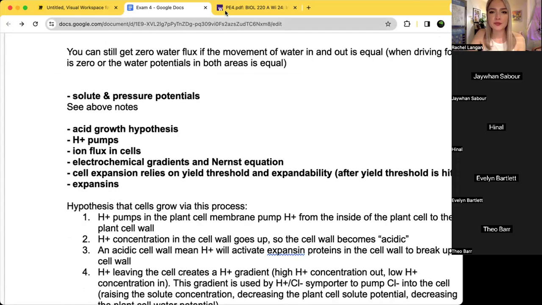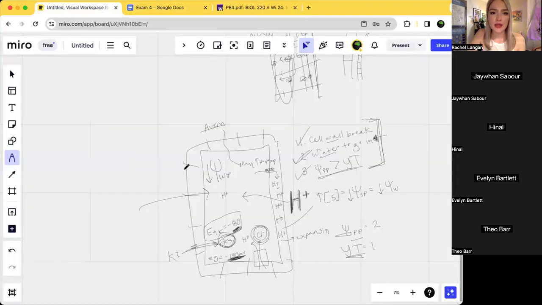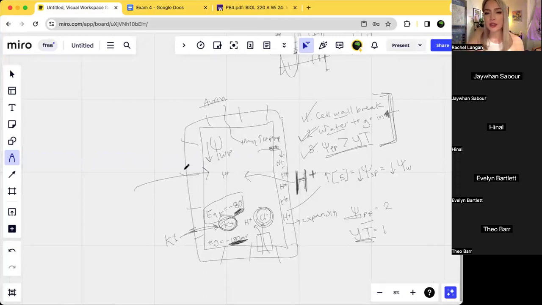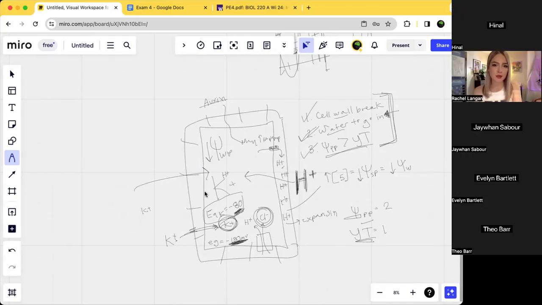This is also somewhere I could see the Nernst equation coming up. I could see him giving you concentrations of either hydrogen or potassium or chloride inside and outside of the cell. And then saying, is potassium still going to want to move in? Or is hydrogen going to move out into the cell wall? So he could change the potassium concentrations to be way higher inside the cell than outside the cell, even more than normal.